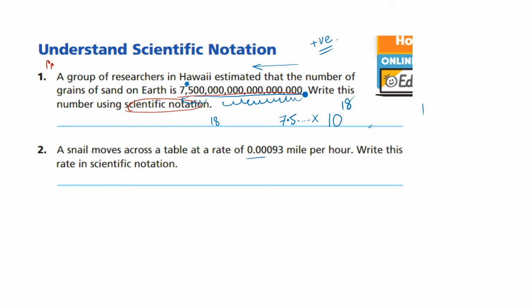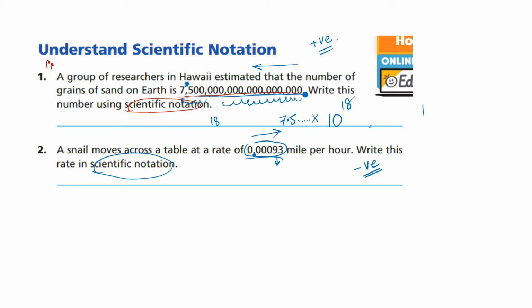Let's check the next word problem. A snail moves across a table at a rate of 0.00093 miles per hour. Now write it in scientific notation. So when you have a very small number, and you want to move the decimal to the right side after the first digit, it means after the 9. Once you move to the right, you have to make a negative power or exponent.